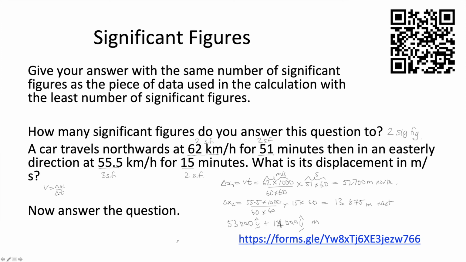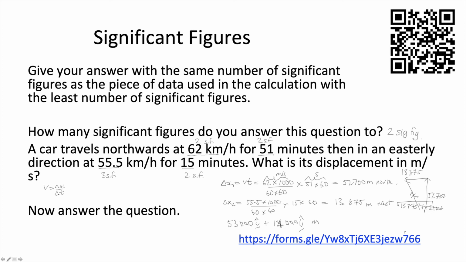The other way we can do it is to draw them head to tail, and so we've got going up, and this is the 52,700, and then we've got going east, which is the 13,875, and this is our resultant here. So to work out this, we just use Pythagoras. So that's the square root of 13,875 squared plus the 52,700 squared, which, sorry, you can barely read.